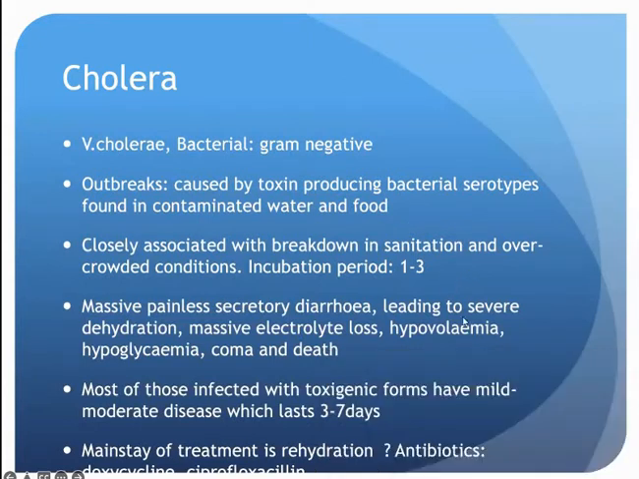It is a massive, painless diarrhea, and it leads to severe dehydration because of the volumes, and with that massive electrolyte loss, you get your hypovolemia, you lose glucose, and you then become comatose, and death follows. Now, like all other diseases, this is a spectrum. You get milder ends of the spectrum, and the most important thing with cholera is making sure that you keep up with the hydration and with the electrolytes.